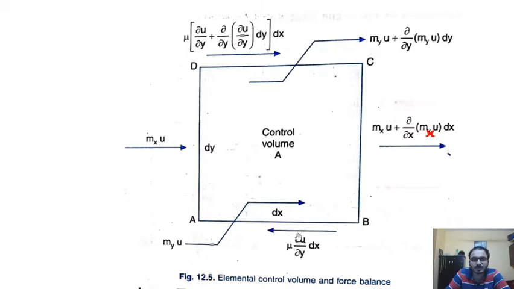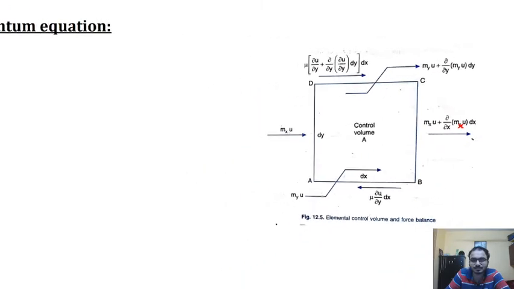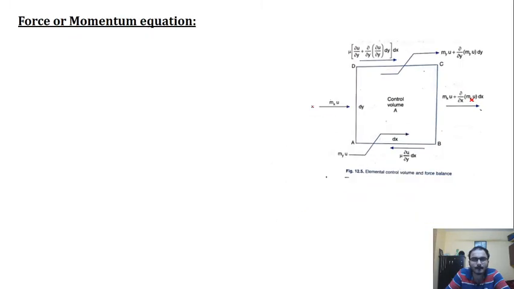And here apart from this momentum or force, we are also considering the viscous effects. As the flow is from left to right, the shear force on face AB is in this direction, which is given by the standard formula mu into du upon dy into dx, and the shear force on face CD is given by mu into du upon dy plus del upon del y of du upon dy into dy, into dx. We will see this in detail. So let's begin.